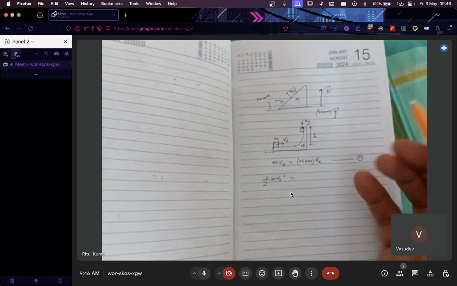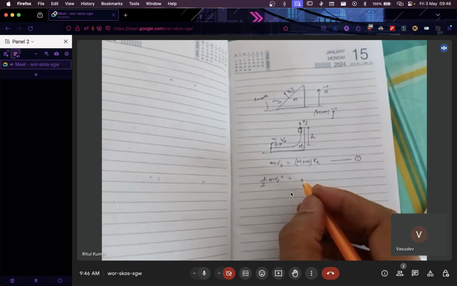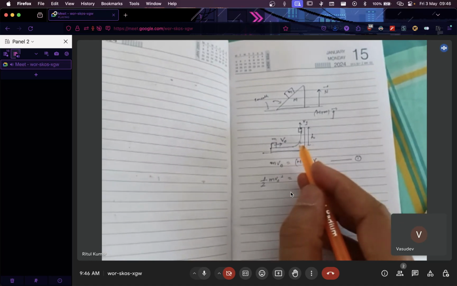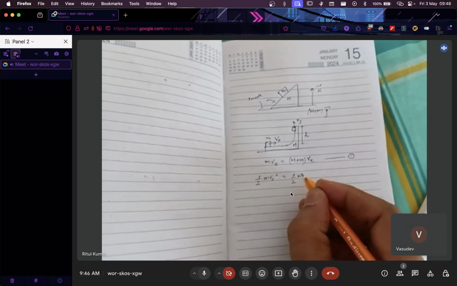Total height, I don't know what it is. So at total height, what do you suggest? What should be the equation of this body? This body is moving. What about kinetic energy of this body? Half capital M into what shall I write?